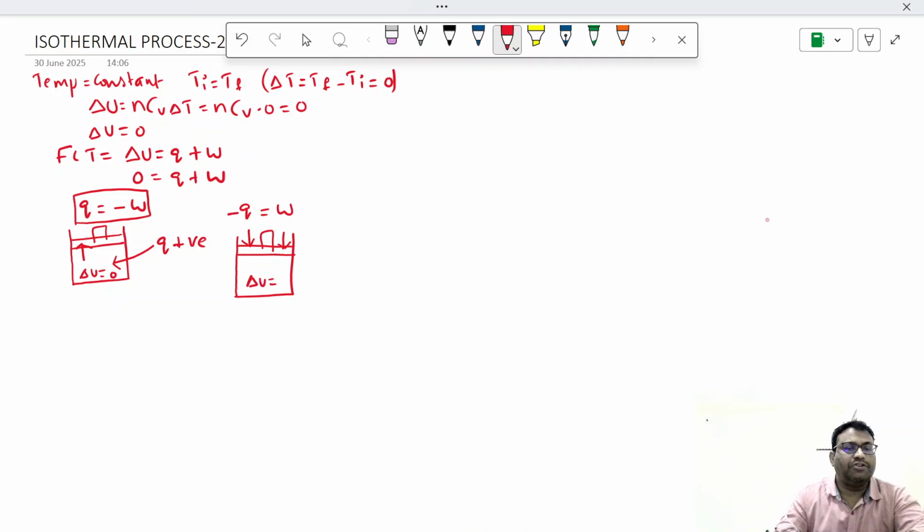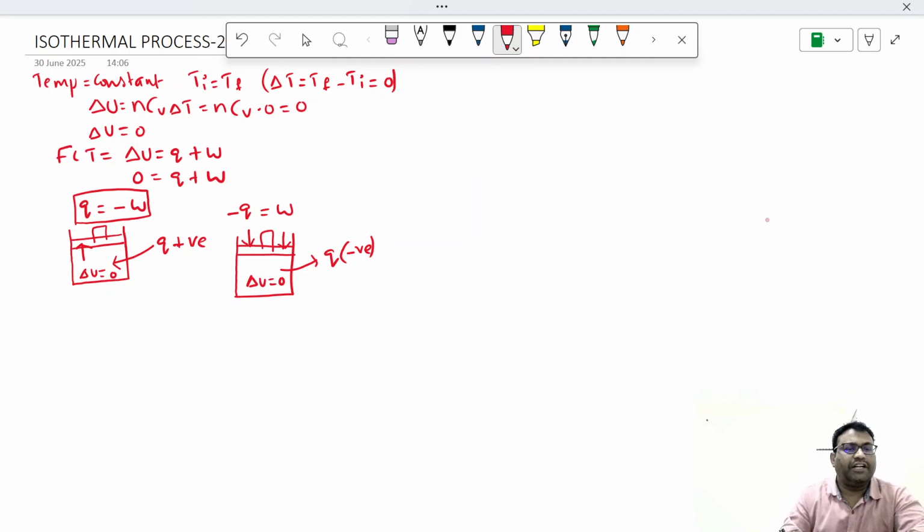Delta U is equal to 0, so there is no change in the internal energy. Whatever work is done on the system is released as heat. When heat is released from the system, it is taken as negative. So from first law of thermodynamics, delta U is equal to Q plus W, and delta U is equal to 0.